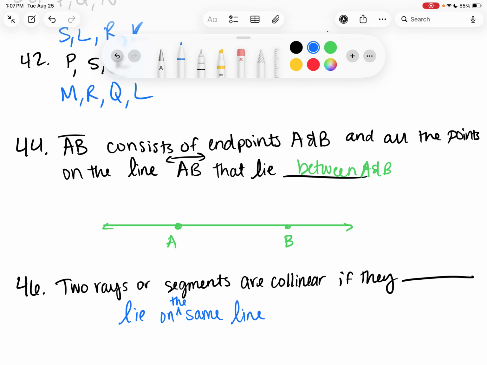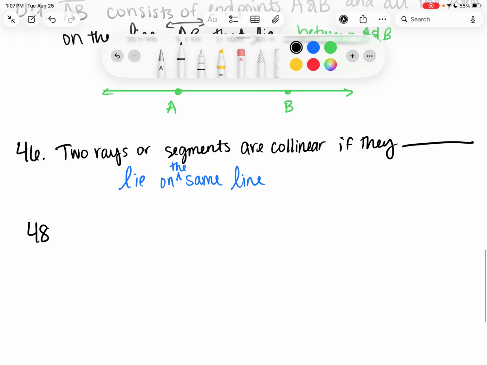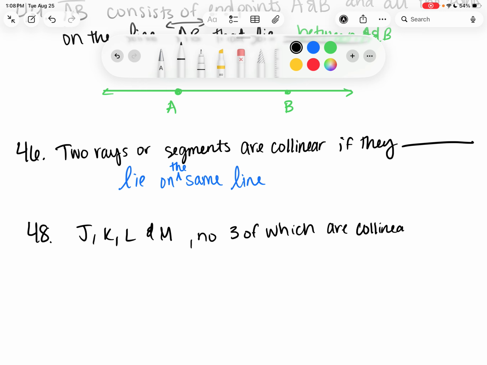All right, the next ones require us to draw a picture. So 48, they tell us we're going to be sketching the line, segments, and rays based on what they tell us. So it says draw 4 points. So we're going to have J, K, L, and M, no 3 of which are collinear. So we can have 2 on the same line, but we can't have 3 on the same line.